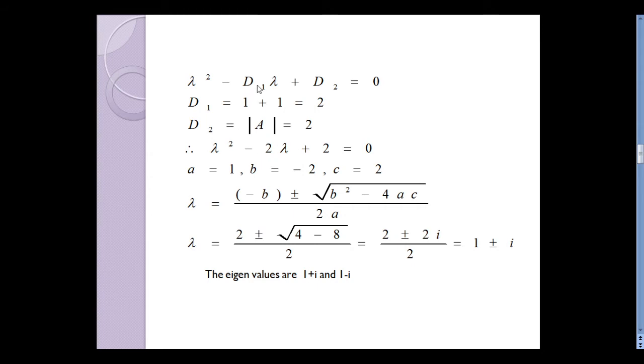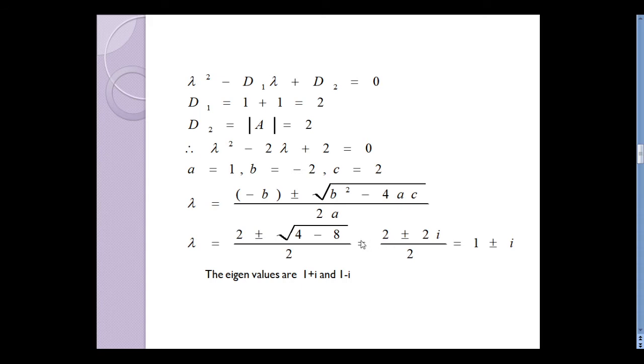Now substituting in the given formula, d1 is 2, d2 is 2, we get lambda square minus 2 lambda plus 2 equal to 0 as the characteristic equation. Now this is a quadratic equation. It can be solved by sum and product, but this is not solvable that way. So we have to use lambda equal to minus b plus or minus root of b square minus 4ac divided by 2a. Here the coefficient of lambda square is a, that is 1, the coefficient of lambda is b, that is minus 2, and the constant term is c. After finding all three values, substitute in the lambda formula.